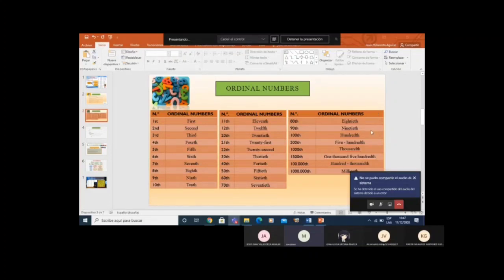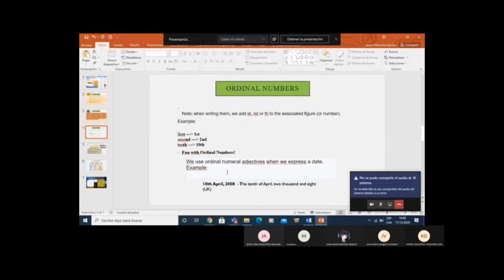There are a series of ordinal numbers like first, second, third, fourth, fifth, sixth, seventh, etc. Next slide, please. Note: when writing them, we add ST, ND, or TH to the associated number. For example, first, second, and so on. We use ordinal number adjectives when we express a date. For example, the 10th of April.